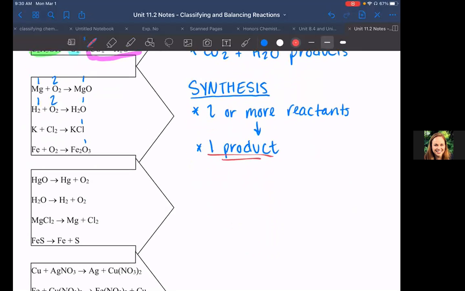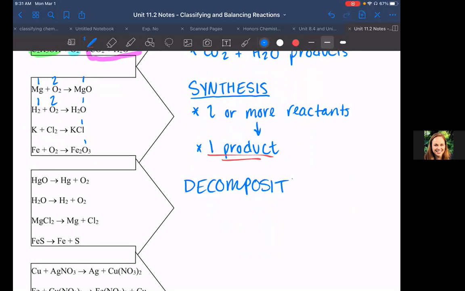All right, let's talk about the next one. This is going to be decomposition. You can think of decomposition as decomposing. If you decompose something, you break it into little parts. So this is the reverse of synthesis. Now you only have one reactant that creates 2 or more products.